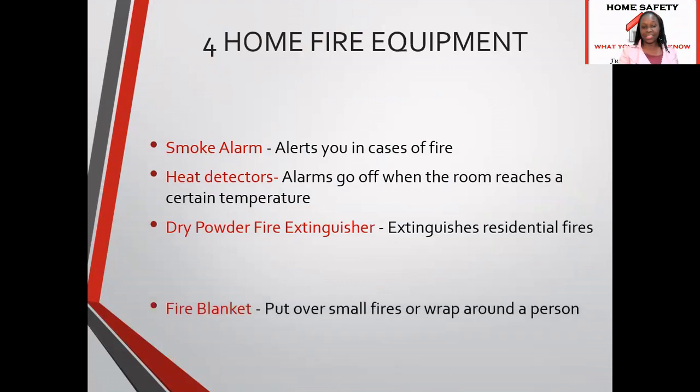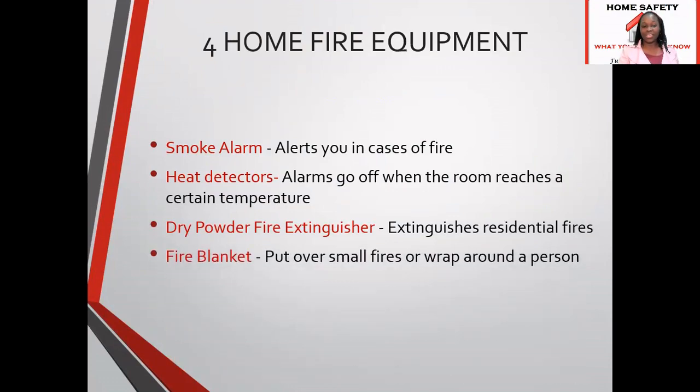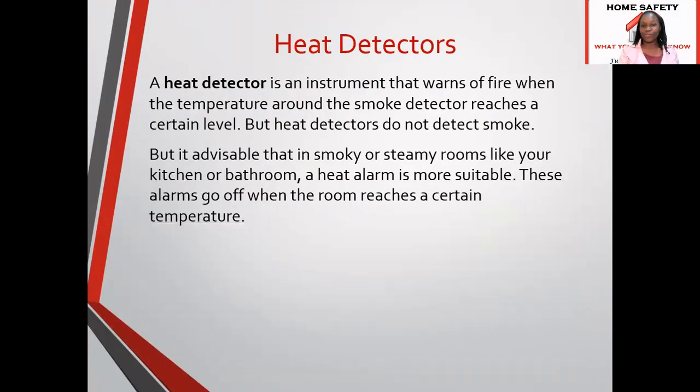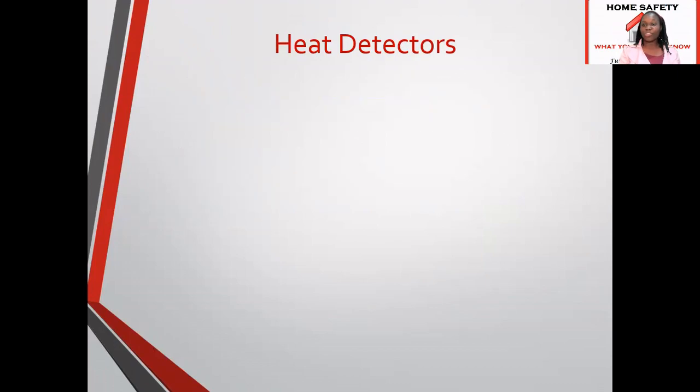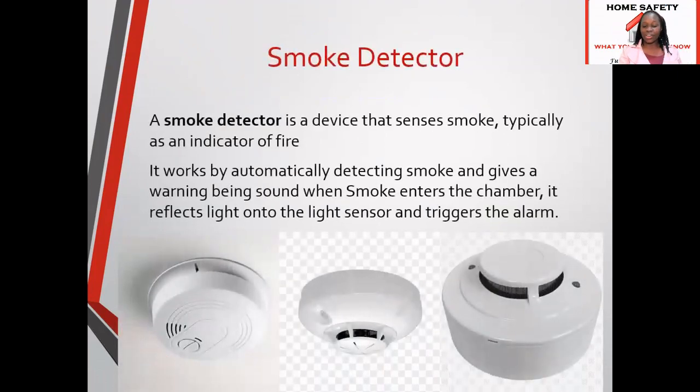The second one, heat detector. The third one is the fire extinguisher, and the fourth one is a fire blanket. These four basic fire elements are important in the home. We are not being pessimistic, or expecting a fire to happen in your home, but you are being proactive to prepare ahead in case there's a fire, or to make sure that you reduce the impact as much as possible.